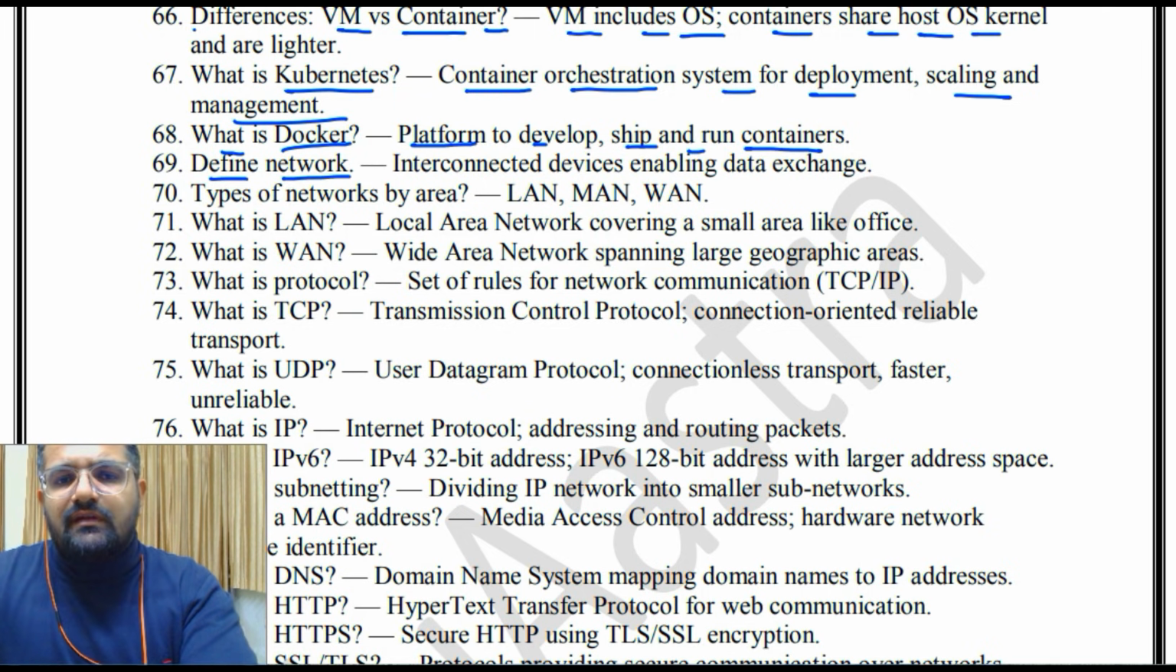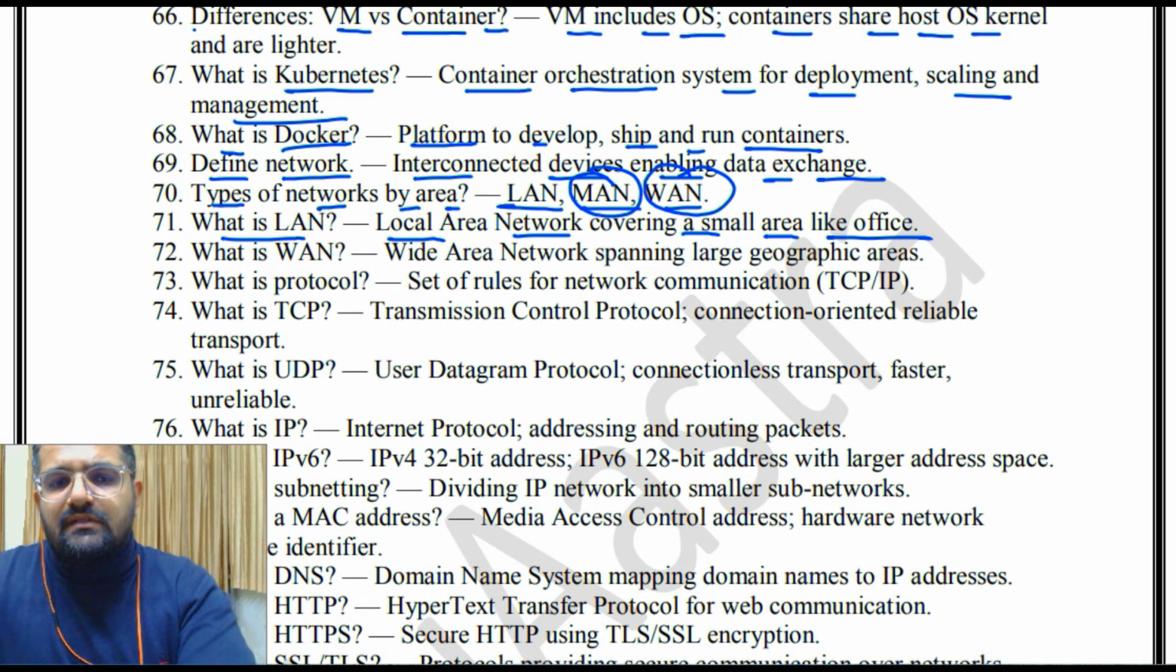Define network: interconnected devices enabling data exchange. Types of network by area. So LAN, local area network, and MAN, metropolitan area network, and WAN, that is wide area network. Then what is LAN? Local area network covering a small area like office. WAN, what is WAN? Wide area network spanning large geographic areas.